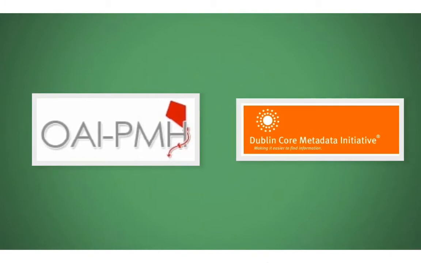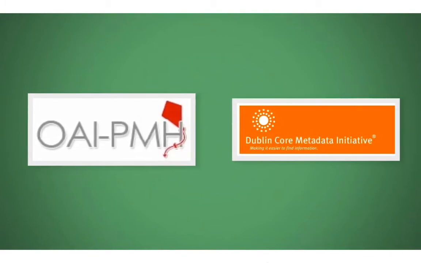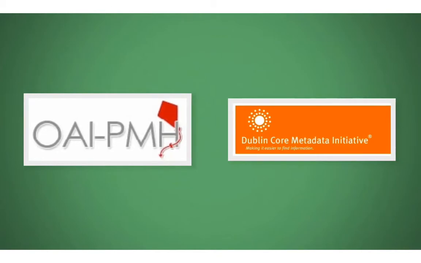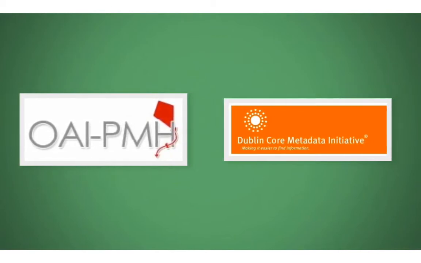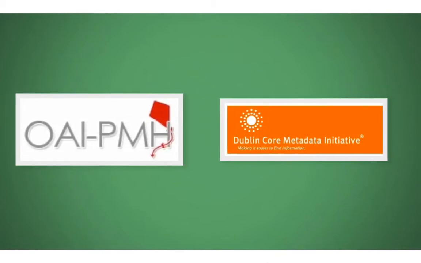Any document or data repository can be integrated into ChainRed's knowledge base, only requiring to implement their metadata with the Dublin Core schema and the Open Access Initiative protocol for metadata harvesting.